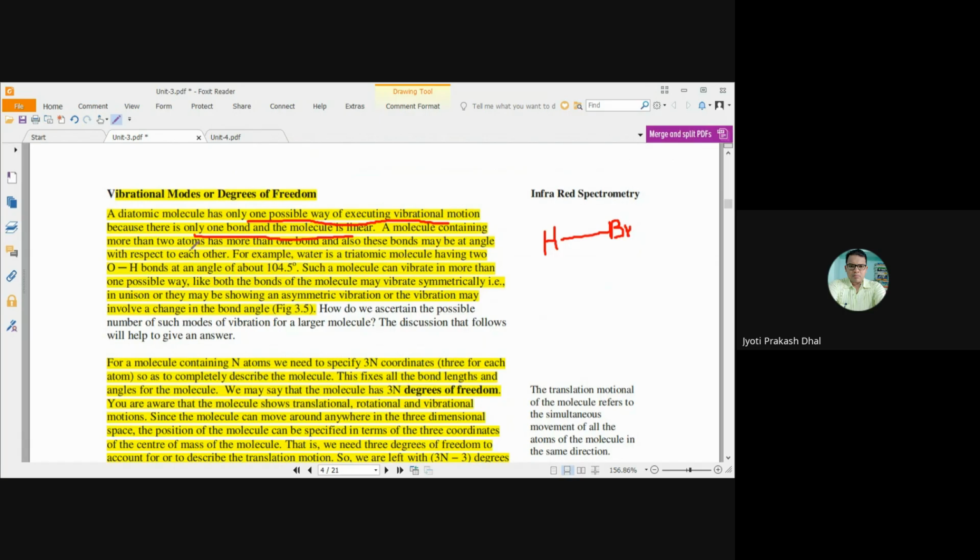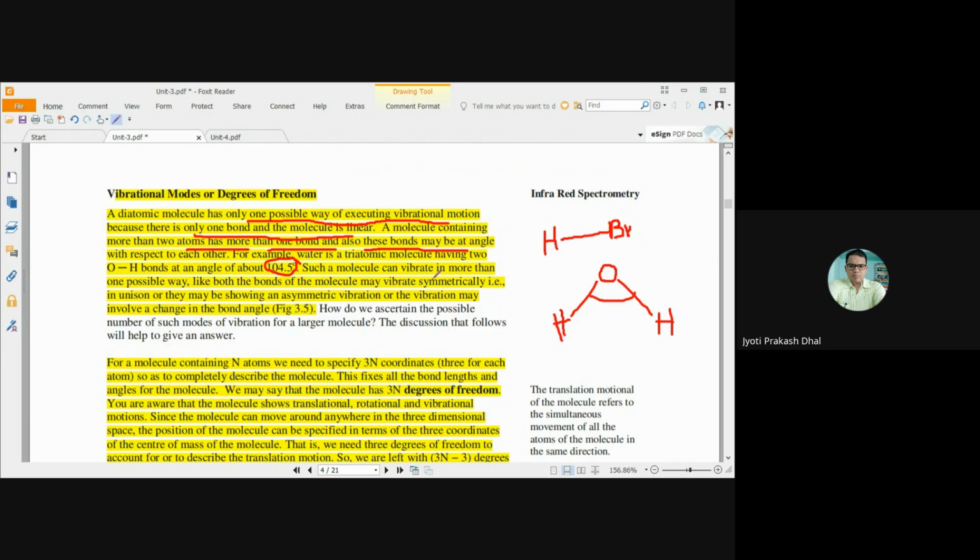A molecule containing more than two atoms has more than one bond, and these bonds may be at an angle with one another. For example, if you consider a triatomic molecule such as the water molecule, we know that the shape of the water molecule is bent or V shape. This is the shape of the water molecule. It is not a linear molecule and the bond angle is 104.5.